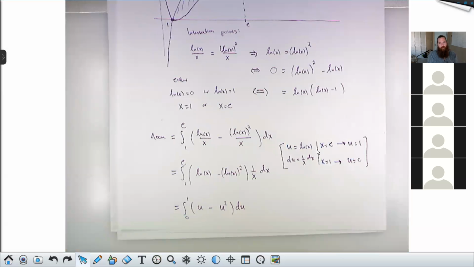And when x is equal to e, u is equal to the natural log of e. So the natural log of e, oh, that's 1. So my new upper bound is 1. The 1 over x dx piece right here, that's exactly du. That's why I factored the 1 over x out.